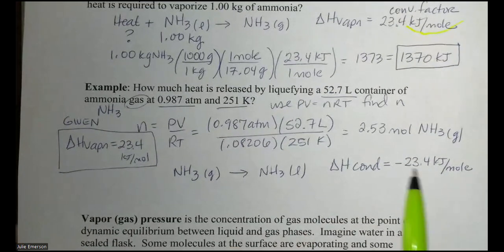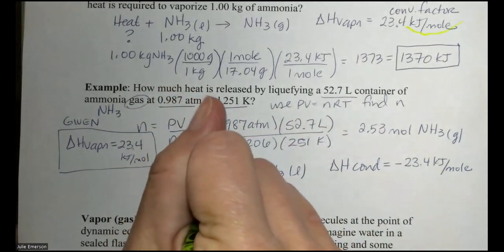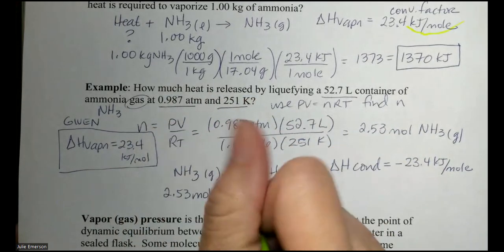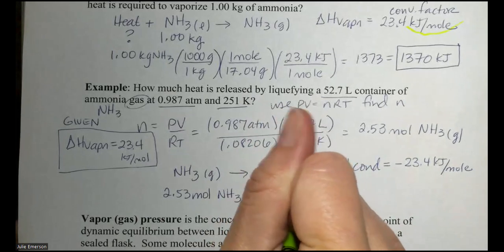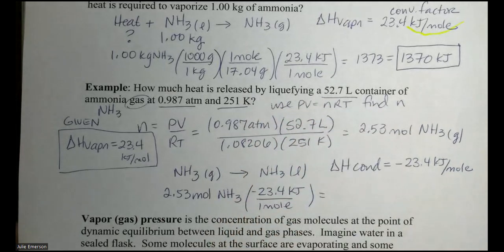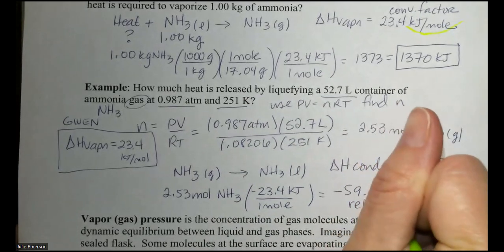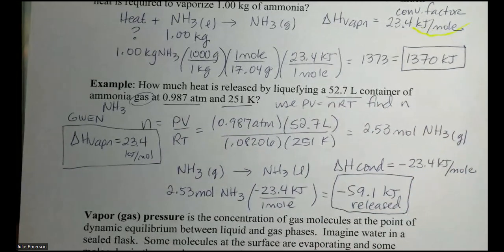So I'm going to release 23.4 kilojoules for every 1 mole of ammonia. And I found through PV=nRT that I've got about 2.53 moles of NH3 gas. Then what I'd set up is my conversion factor, negative 23.4 kilojoules for each mole of ammonia. Carrying what I got on the calculator, keeping my 3 significant figures, I would have negative 59.1 kilojoules released. That would be my amount of energy released for that sample of ammonia gas.